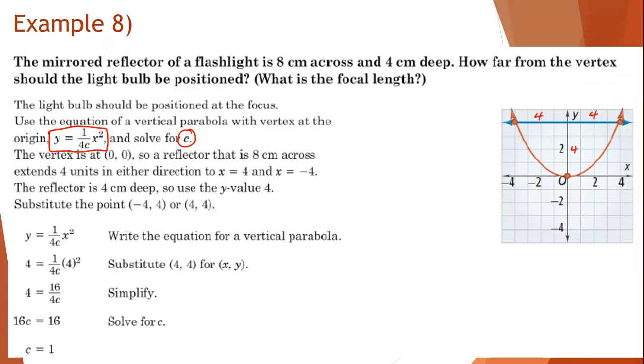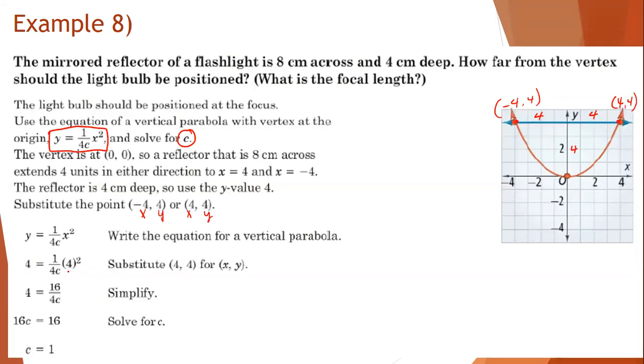So the values that I have, I can use on my parabola would be here at negative 4, 4, or here at positive 4, 4. And I'm going to substitute either one of them for x and y in the equation. So we have y equals 1 over 4cx squared. And then we're going to substitute in, might as well use the positives, right? So we substituted in 4 and 4 for x and y.